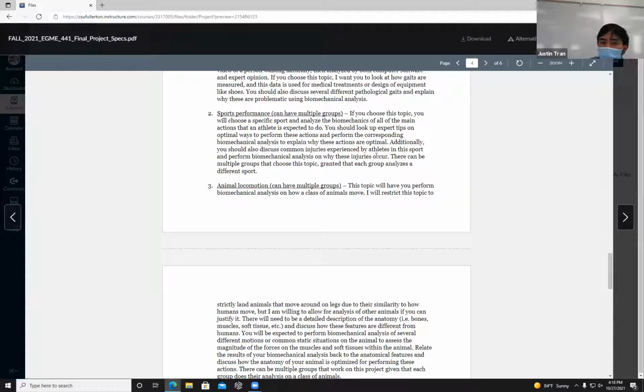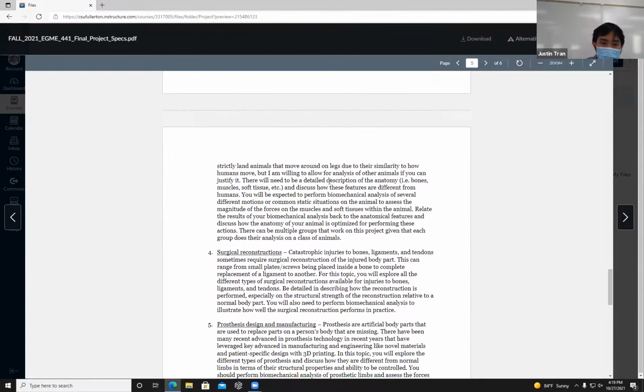Additionally, considering all of these actions that these players are expected to do, I want you to discuss what are some common injuries experienced by these athletes that are maybe predisposed by some of the actions that they do. There can be multiple groups that work on this, granted that everyone chooses a different sport. I think there's a lot of potential for this topic as well.